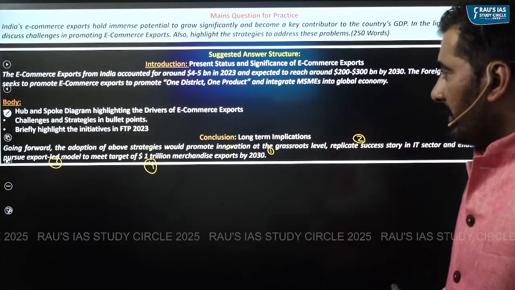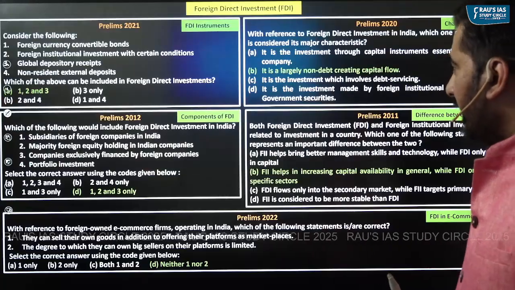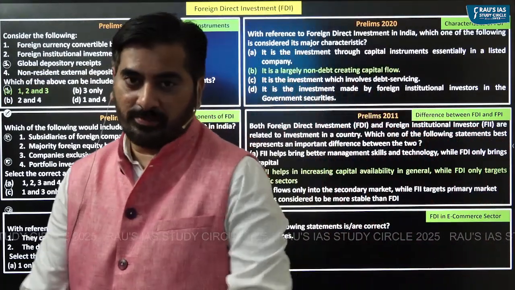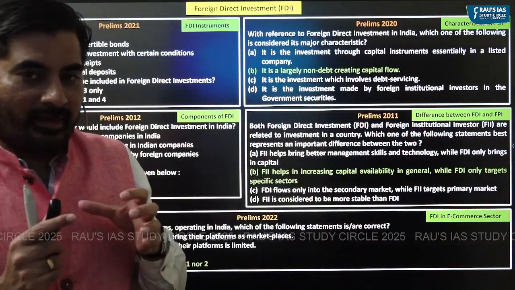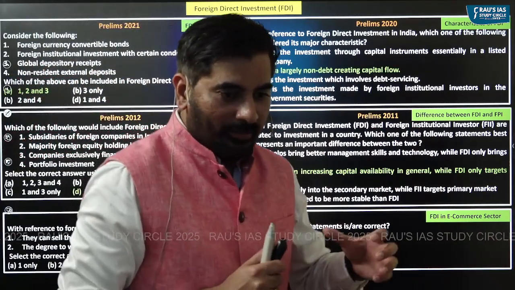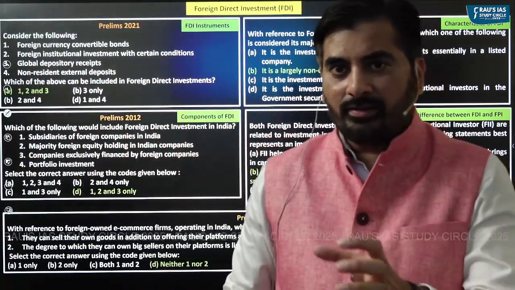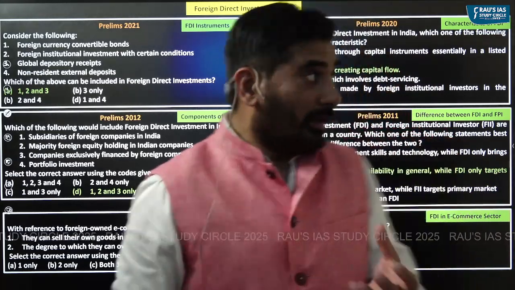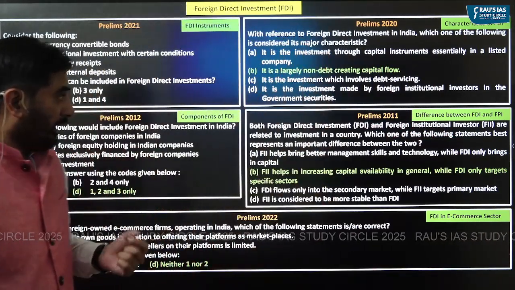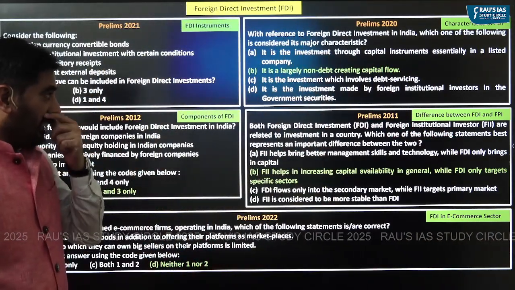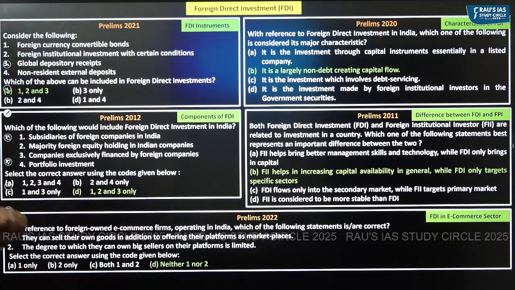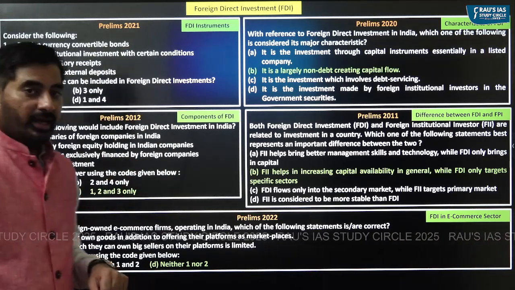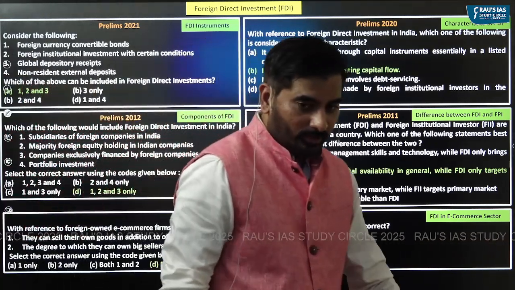So having discussed about e-commerce exports, let's move to the next topic. The next topic is about foreign direct investment. Like I said at the start of my discussion, in the previous year prelims, repeatedly questions have been asked on different dimensions of FDI, which includes, as you can see, characteristic of FDI, difference between FDI and FPI, instruments of FDI, components of FDI, and the latest one is with respect to FDI in the e-commerce sector.